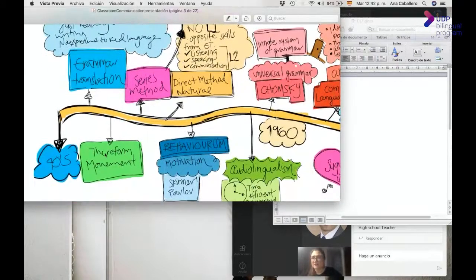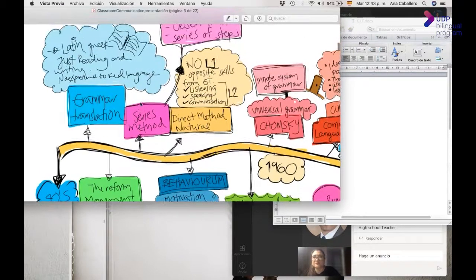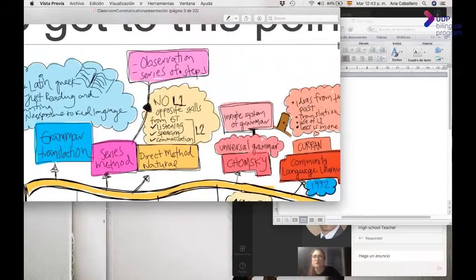So here we are in the reform movement. Students were having more phonetic training in order to establish good pronunciation habits. There were conversational texts or dialogues, but this was like just a revolution. This didn't have an order. Then we came to the series method, which was pretty much an observation of steps.